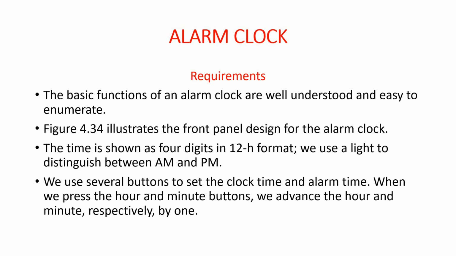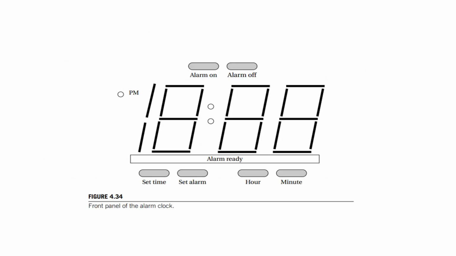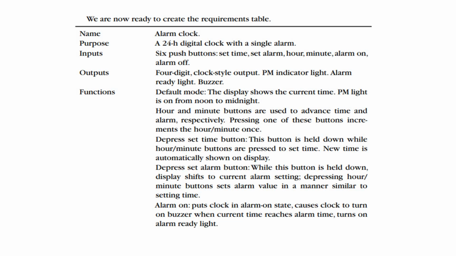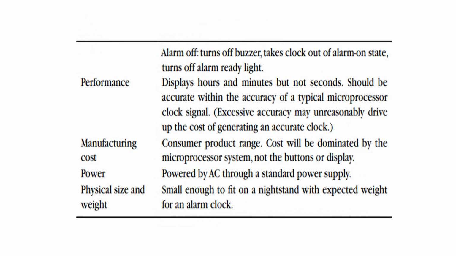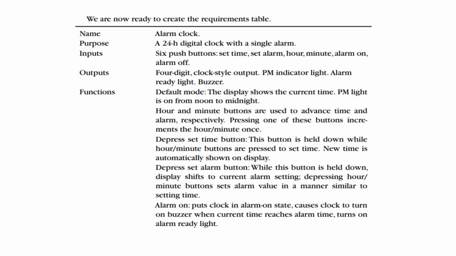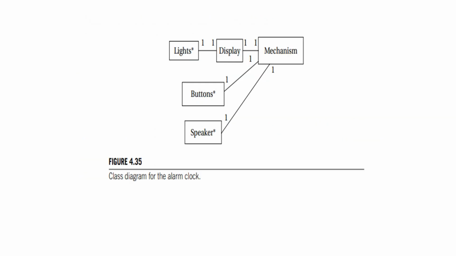Next we are going to see the alarm clock. So in this alarm clock there are requirements. The requirements for the alarm clock front panel should be like this. So this is the requirement table: name, purpose, inputs and outputs, functions, performance, manufacturing cost, power, and physical size and weight. By using this requirements form, we can design the alarm clock.